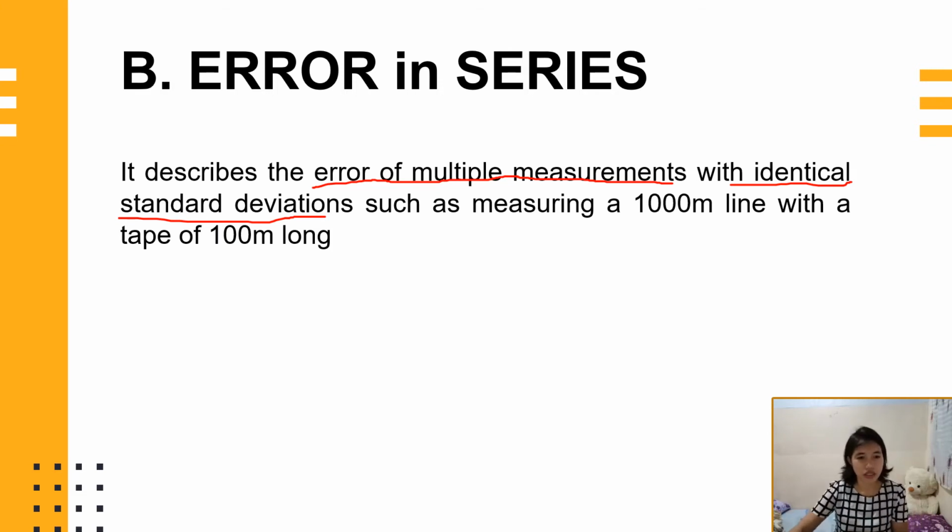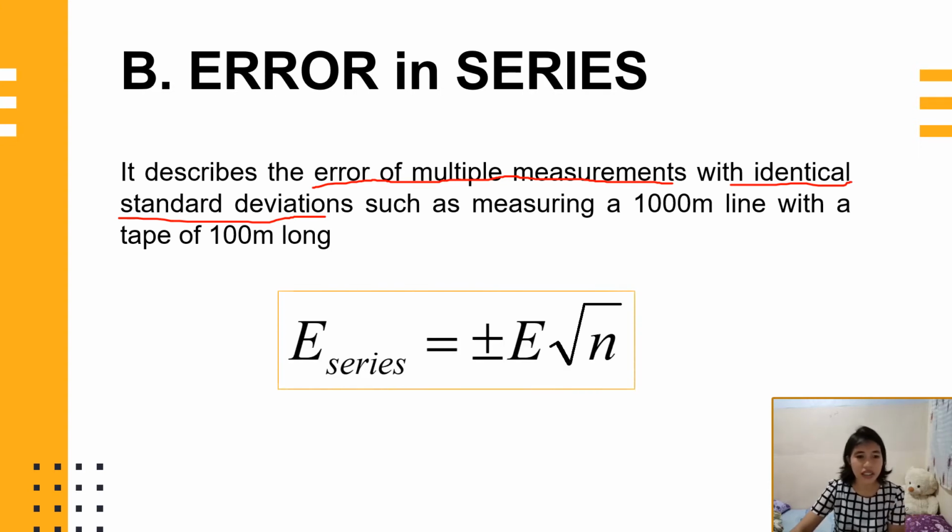Okay? So, the formula for the error in series is plus minus E, that is the error in individual measurement, which is identical naman, so that is E lang, times the square root of N. So, bakit daw hindi natin pwedeng i-sum lang yung 0.02 na error times the number of observations?